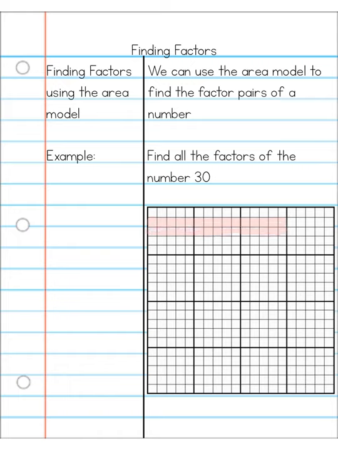And when I count the area of this rectangle that I've drawn, I know that the area is 30, and I have 2 times 15 will give me 30. I can also arrange 3 blocks of 10, or 3 rows of 10. And that will also cover 30 blocks. So 3 times 10 is also a factor pair.